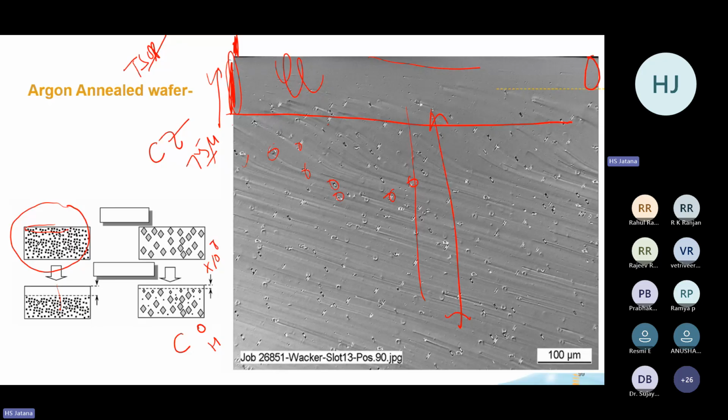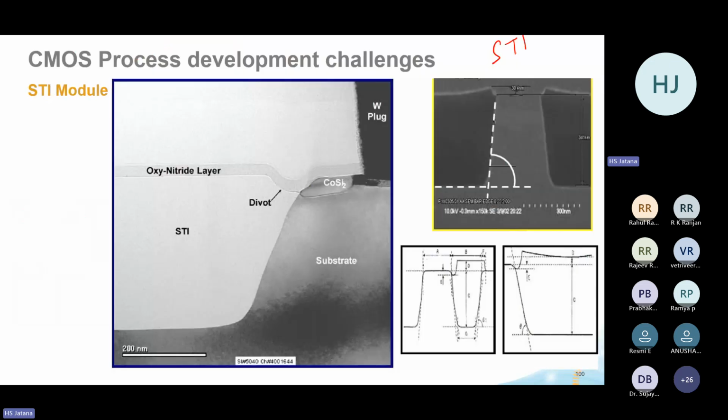Earlier for isolation we were using LOCOS, which is local oxidation, but there are issues in that local oxidation. Below 180 nanometer we are not using LOCOS, we are using STI, which is shallow trench isolation. So you have to build shallow trenches. This is one example. So this is a trench.